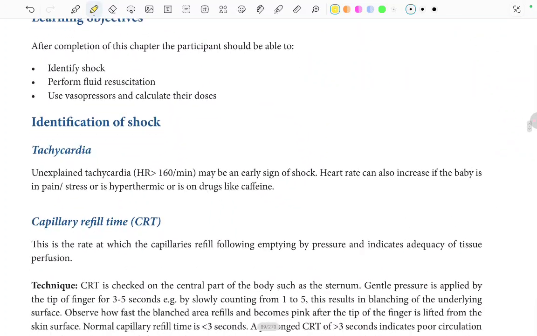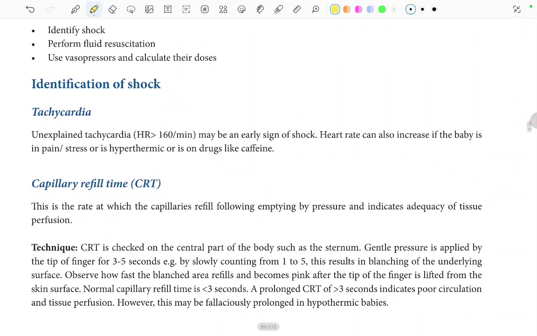Now, what are the learning objectives of this video? The objective is to identify shock, perform fluid resuscitation, and use vasopressors and calculate their doses. So, first is the identification of shock. What will be seen in the children?